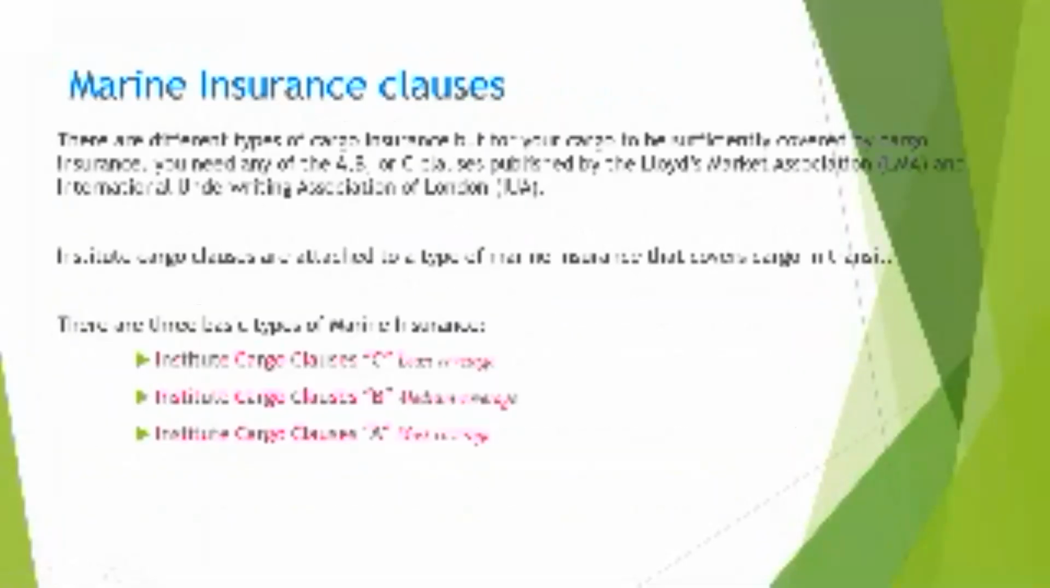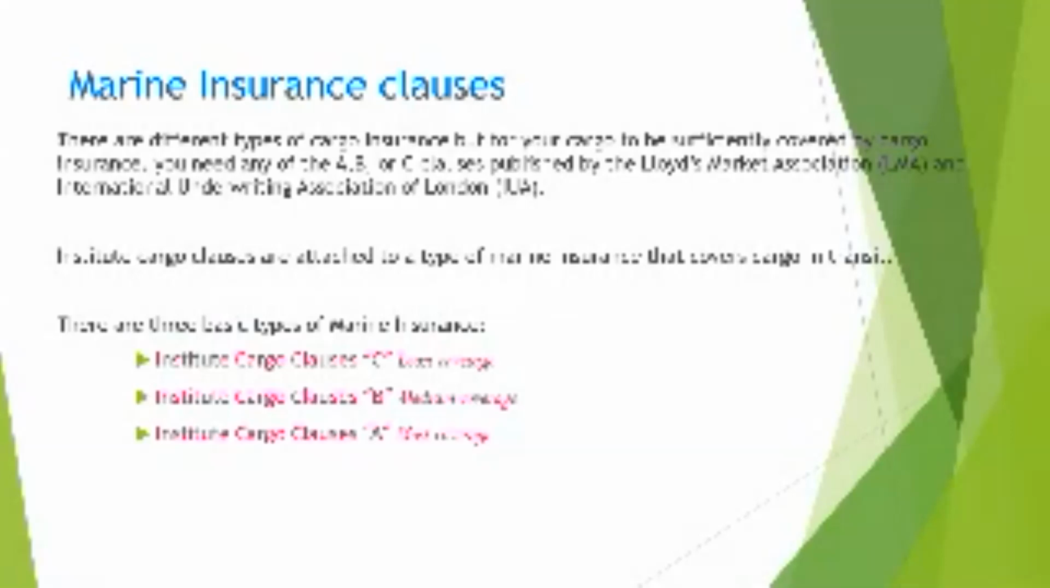So guys, there are different types of cargo insurance, but for your cargo to be sufficiently covered, you need an A, B, or C clause. We have three categories of insurance. A is the most coverage, B is medium coverage, and C is the least coverage. It depends on the type of products you're exporting and their value. There are many factors you need to consider to decide which is the most reasonable for you.